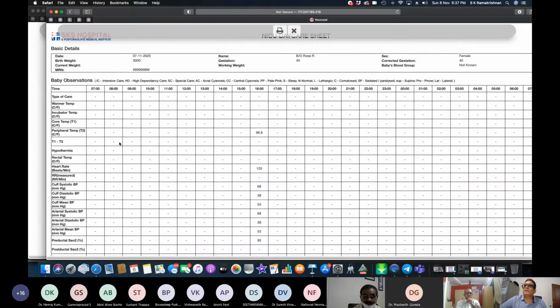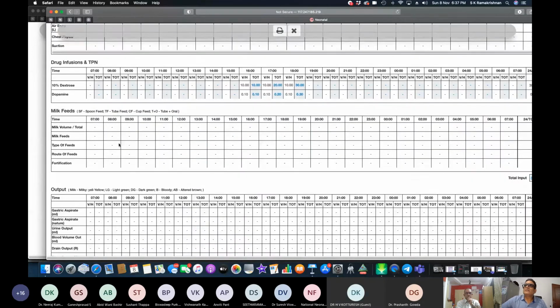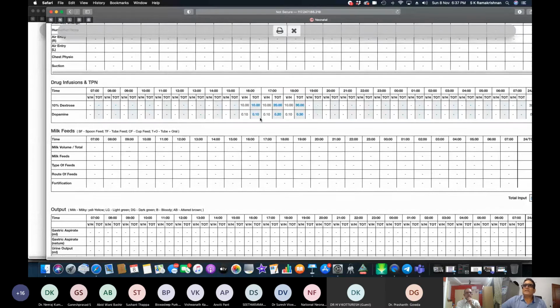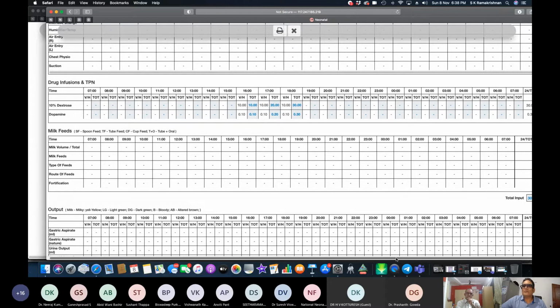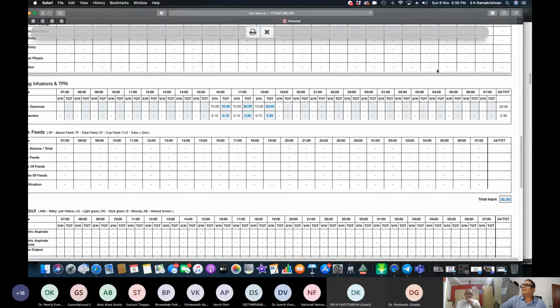This is the nursing chart, which Sushanth was telling. So instead of the handwritten one, with this technology, the dextrose is 10 ml per hour, then total 20 ml. So the running total is captured every hour. And the dopamine is 0.1 ml per hour, and it has run for 3 hours, so 0.3 ml. All your input output charts automatically get calculated. So far in 3 hours, this baby has received 30.3 ml of fluids. So this is how easy it is.